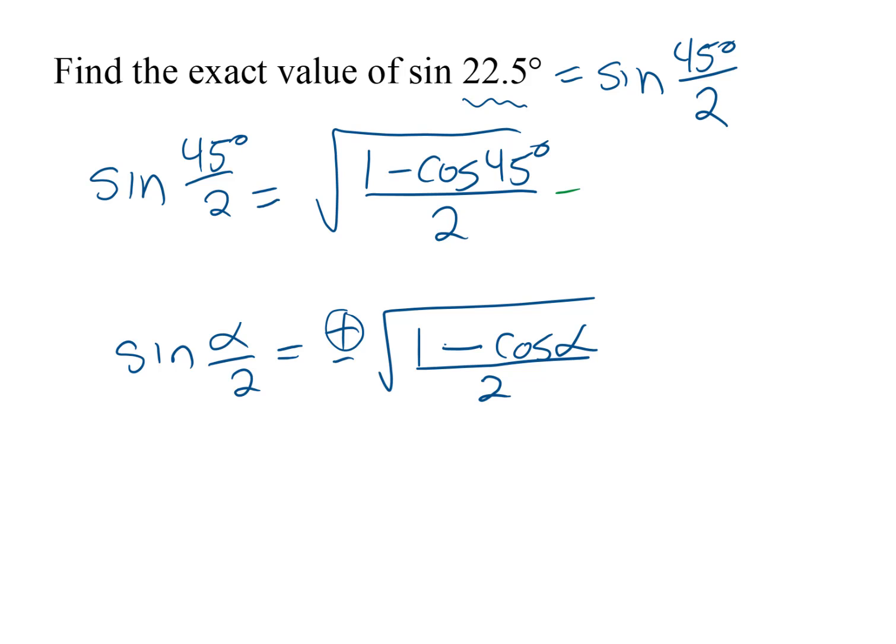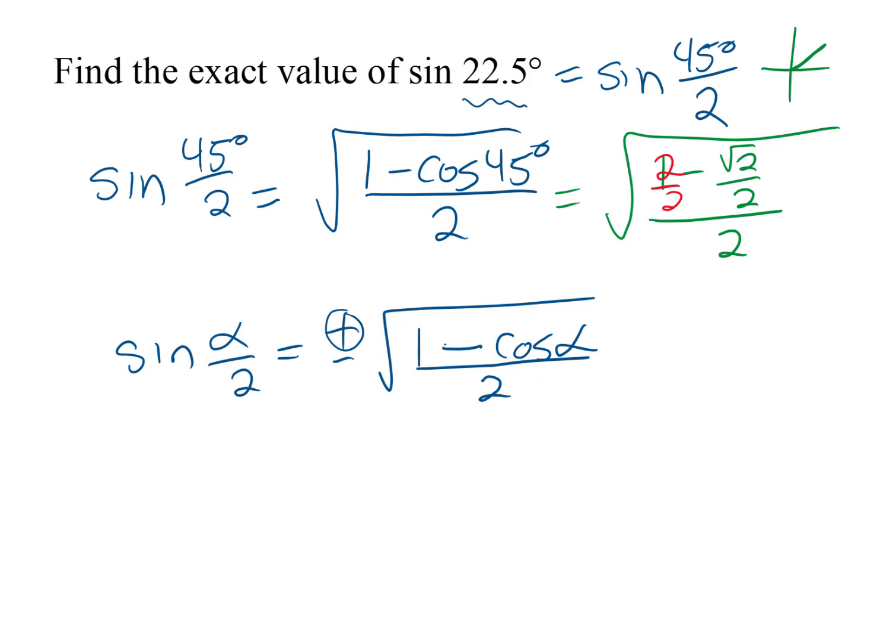So now we're going to replace that cosine 45. We know 45 is right here in quadrant 1, and cosine of 45 is square root 2 over 2. So this is going to be square root 2 over 2, and then that's over 2. Now that's all underneath the radical. One thing we're going to do is get a common denominator, make this 2 over 2 so that I can combine them.